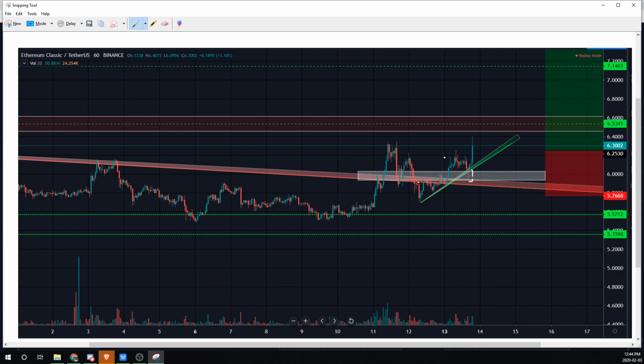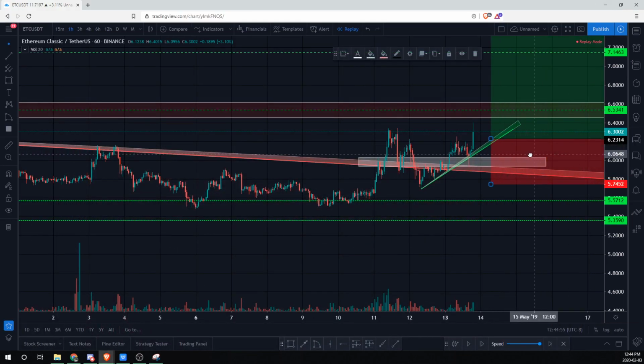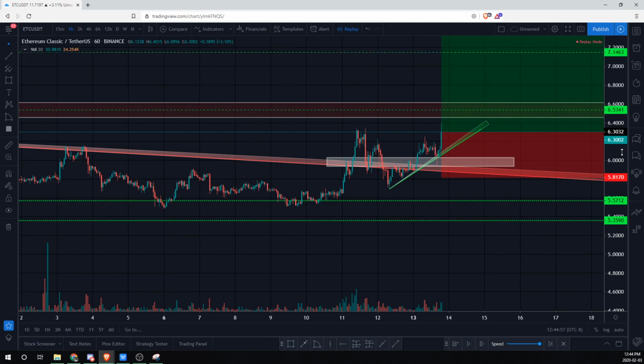Yes, that candle right there did signify that there was a lot of bullish pressure, but I personally wanted to see a little bit more confirmation, and this candle right here gave me enough confirmation that the bulls are present in the area for me to enter. So let's just say I enter at that 1 hour closure.